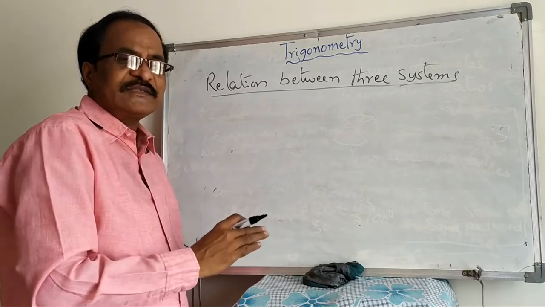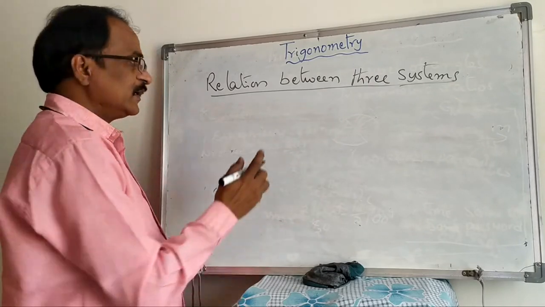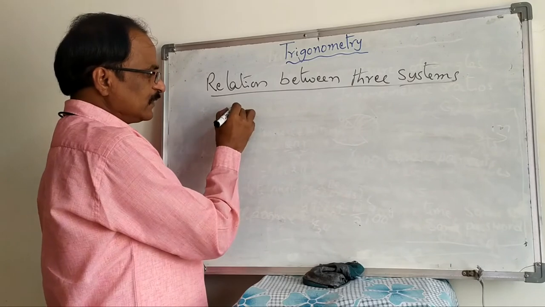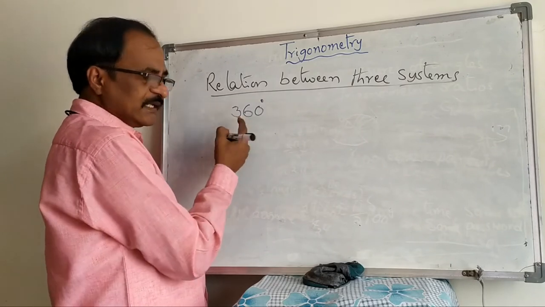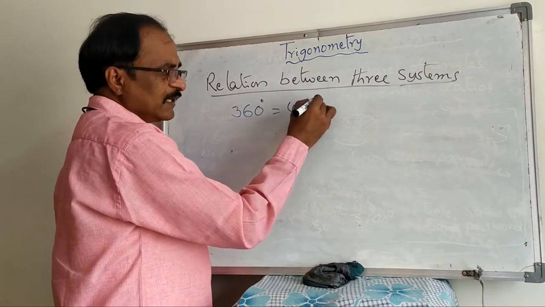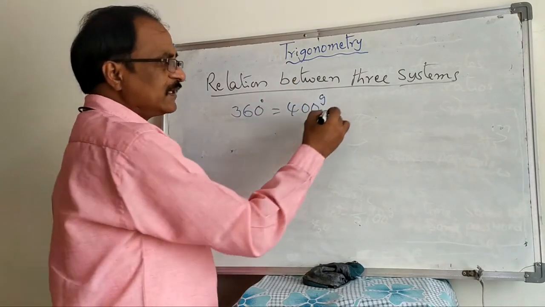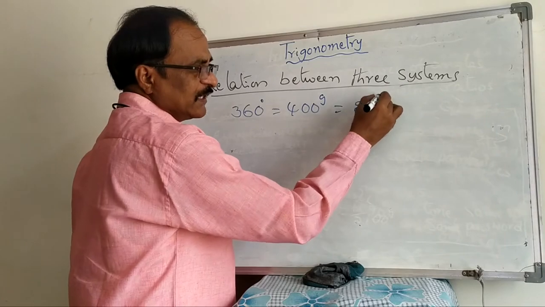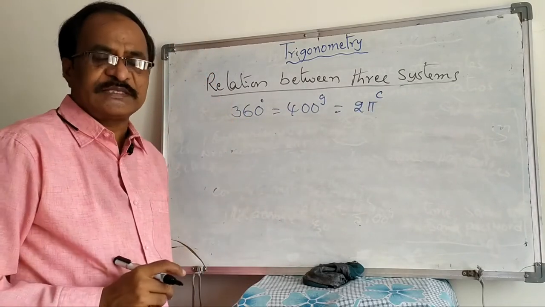All complete angles are equal. So one complete angle is equal to 360 degrees in sexagesimal measure. This is equal to 400 grades in centesimal measure. This is equal to 2 pi radians in circular measure.